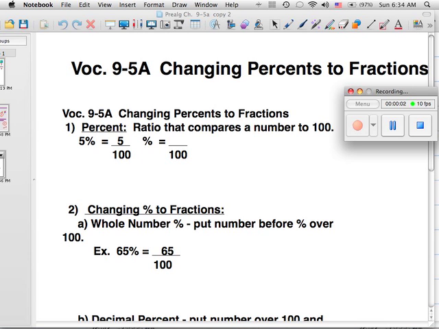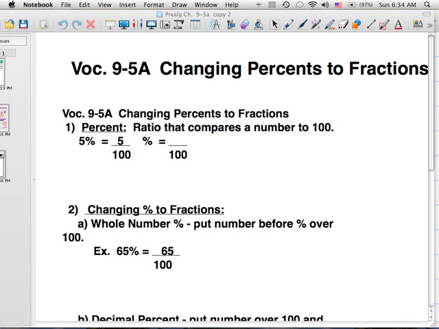Welcome to my pre-algebra class. We're on chapter 9, section 5. We're doing part A, changing a percent to a fraction.